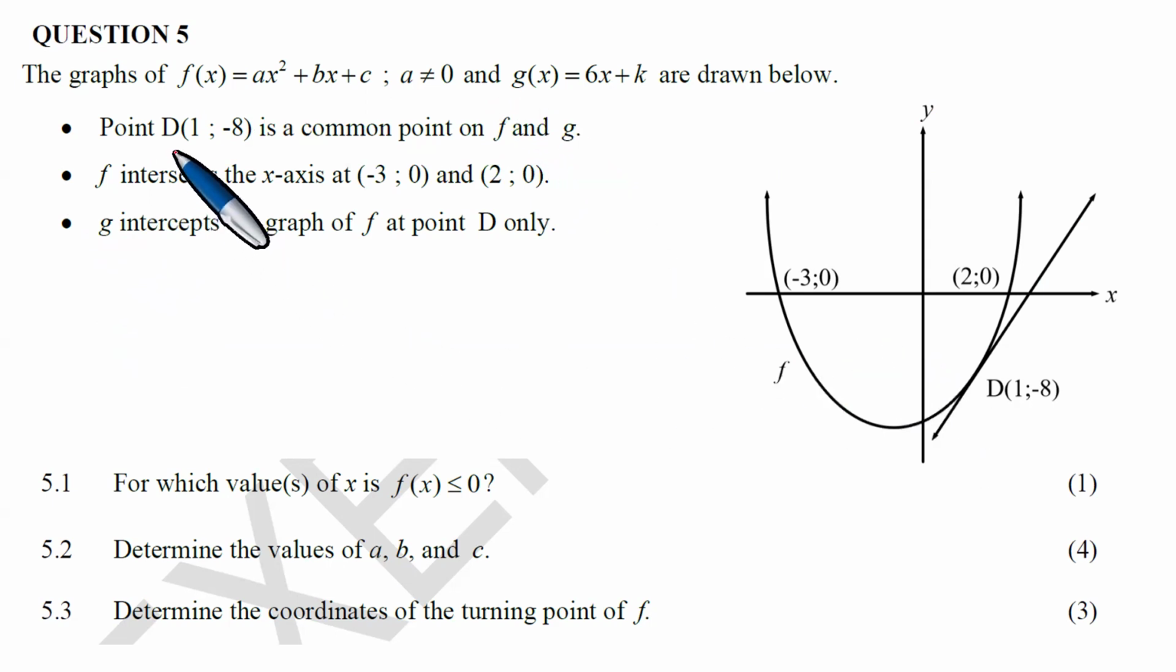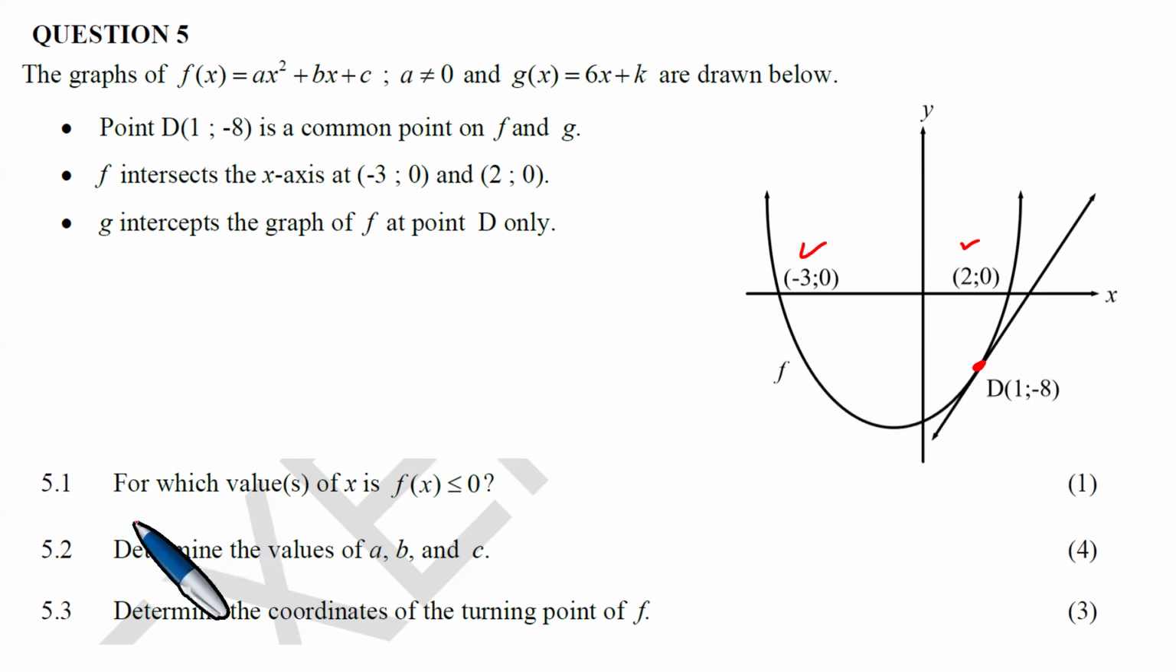Here are the graphs. Point D with the coordinates 1, minus 8 is a common point on f and g. So point D is a common point on f and g. F intersects the x-axis at minus 3 and 0, and 2 and 0. G intersects the graph of F at D only. Okay, the point of intersection is D only.